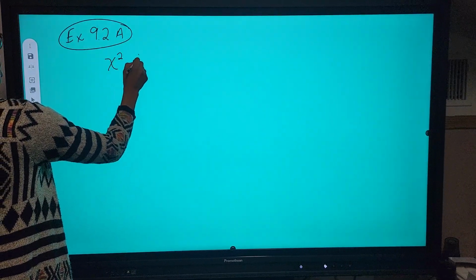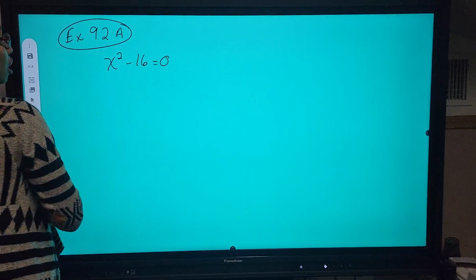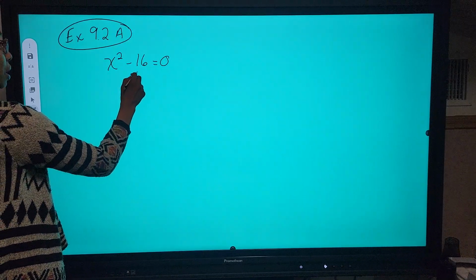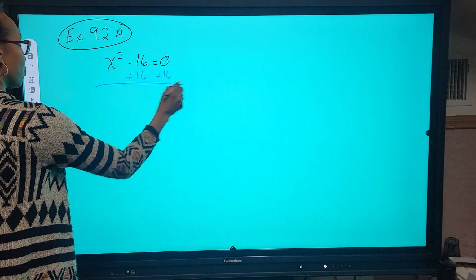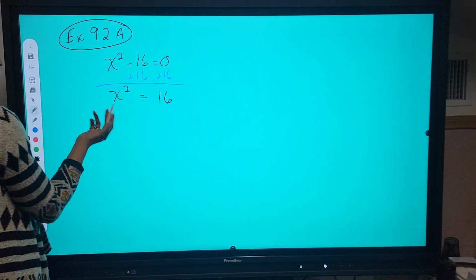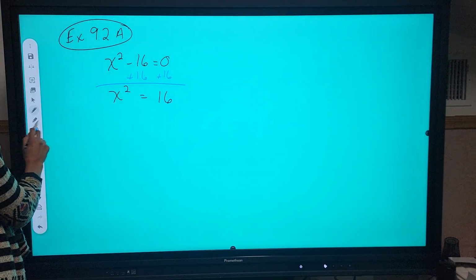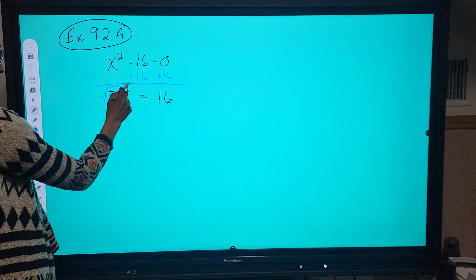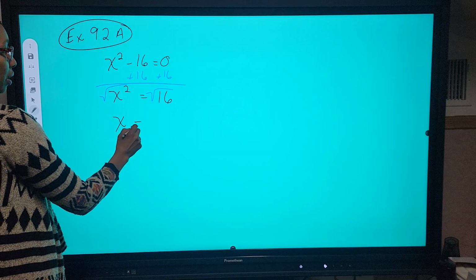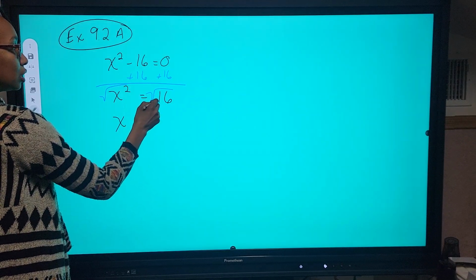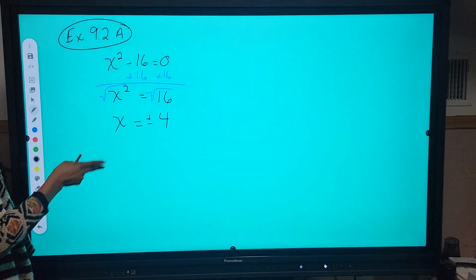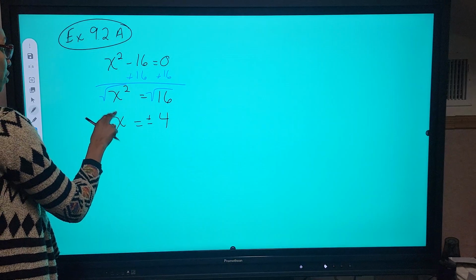So we've got x squared minus 16 equals 0. Our first step says to isolate the squared term, which means get rid of this 16. So we'll do that by adding 16 to both sides, so that we've got x squared equals a positive 16. Now we just need to get rid of the square by taking the square root, and of course we're going to take the square root on both sides. So now we have x equals plus or minus the square root of 16, which is 4. So we have two possible answers. You would then go back and check that both answers work.